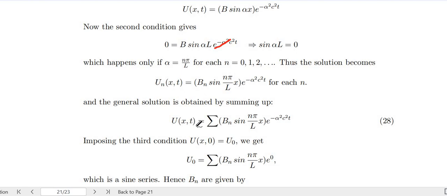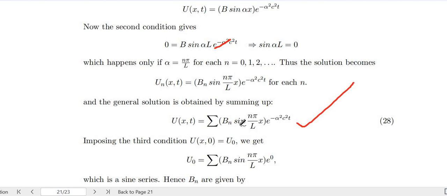So you can write u(x,t) is equal to this. And since there are infinitely many solutions, their infinite sum is also going to be a solution. So that will be the general solution. So u(x,t) is equal to sigma n equal to 0 to infinity bn sin(n pi x by L) e raised to minus alpha square c square t is the solution.